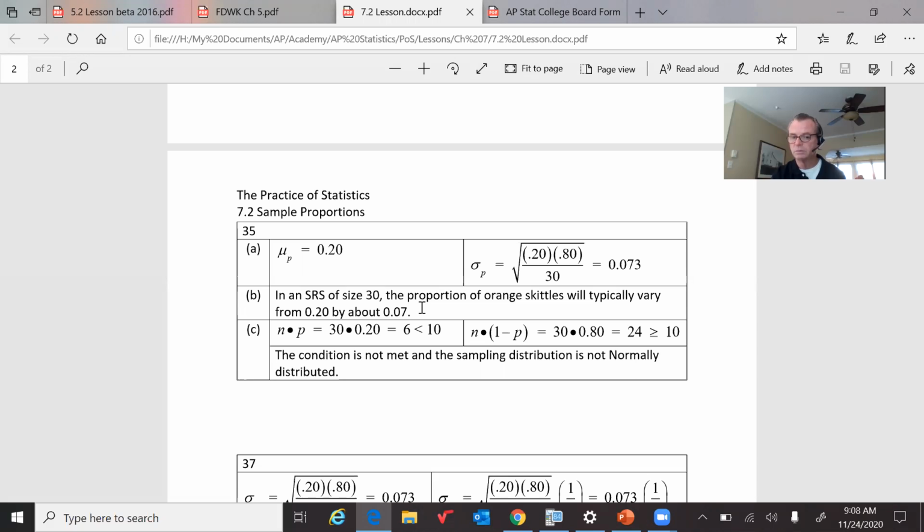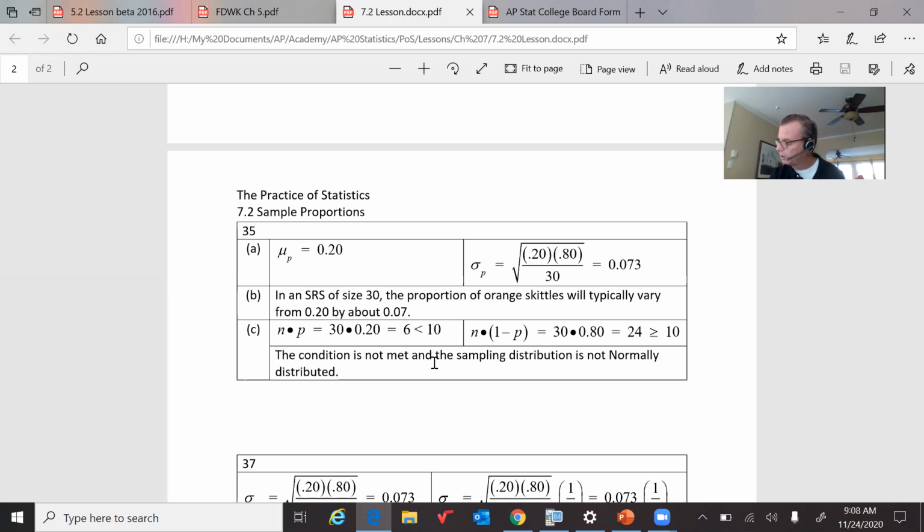Is this thing approximately normal? Well, it doesn't meet the condition because n times p, the sample size times proportion of success, is less than 10. It's not met, so you cannot consider the sampling distribution to be normally distributed.